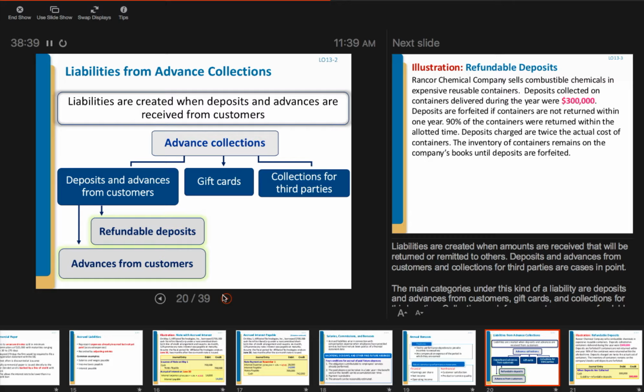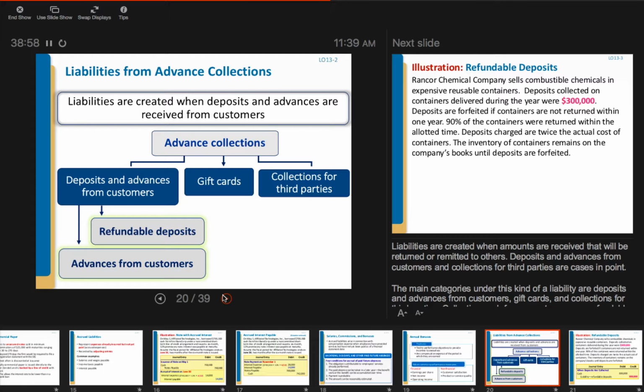So typically, those show up in current liabilities for the obvious reason that most people are not going to prepay something more than a year in advance, right? So this should show up in revenue within the operating cycle within the current year.